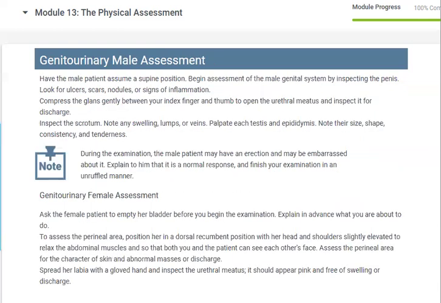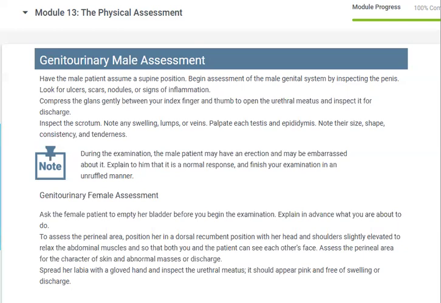Genitourinary male assessment. Have the male patient assume a supine position. Begin assessment of the male genital system by inspecting the penis. Look for ulcers, scars, nodules, or signs of inflammation. Compress the glans gently between your index finger and thumb to open the urethral meatus and inspect it for discharge.